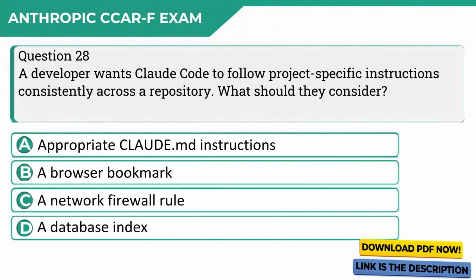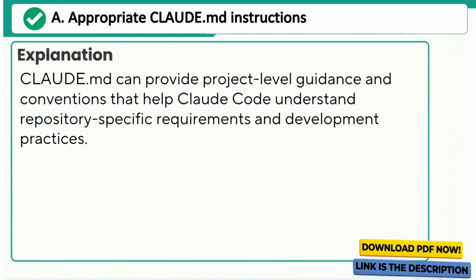Question 28. A developer wants Claude Code to follow project-specific instructions consistently across a repository. What should they consider? A. Appropriate CLAUDE.md instructions. B. A browser bookmark. C. A network firewall rule. D. A database index. Correct answer, A. Appropriate CLAUDE.md instructions. Explanation. CLAUDE.md can provide project-level guidance and conventions that help Claude Code understand repository-specific requirements and development practices.